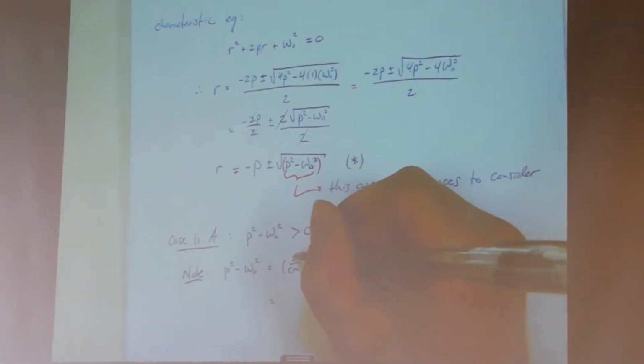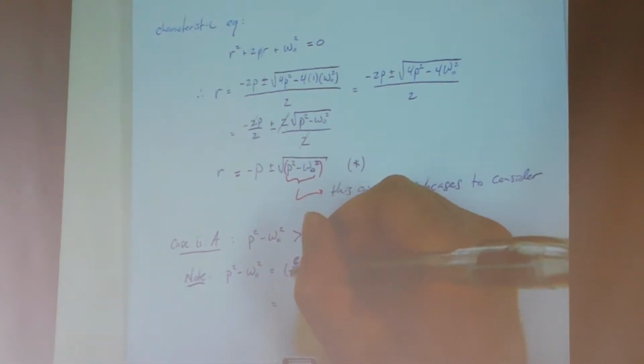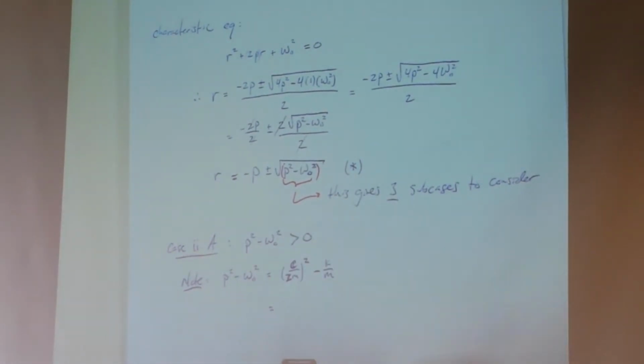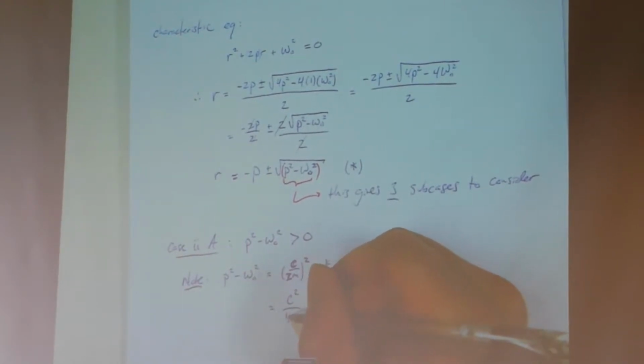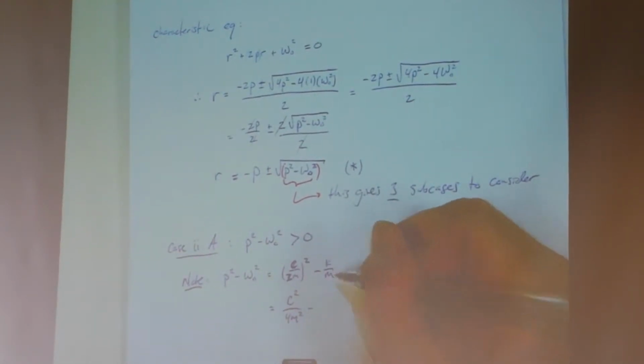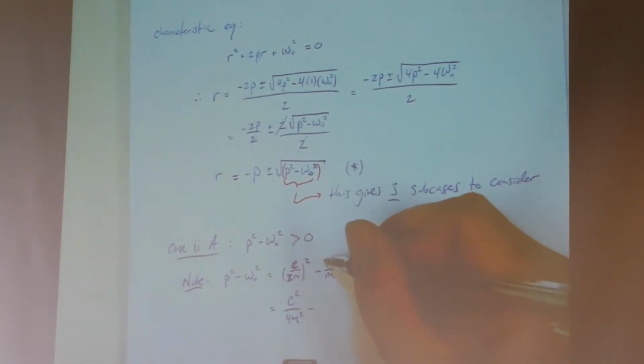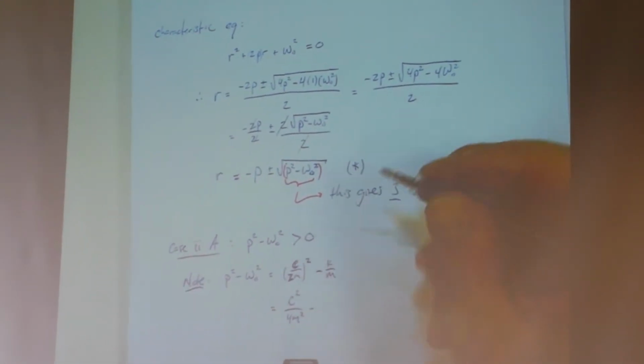Okay? So, simplifying this. That's c over 2m. All right, so we get c squared over 4m squared minus k over m. Get a common denominator. I don't need to multiply 4m, numerator and denominator. So 4mk.